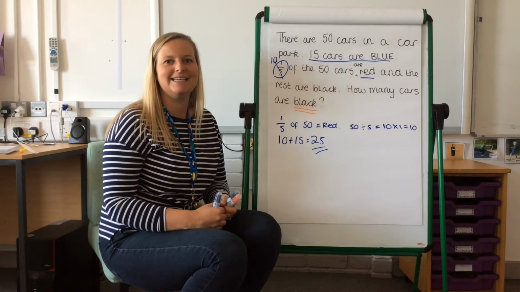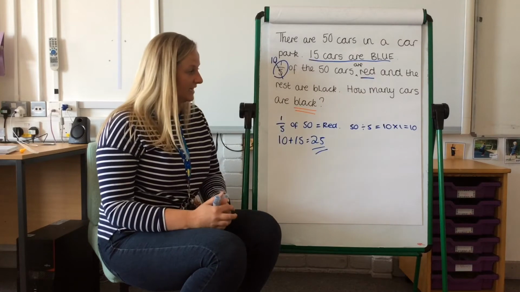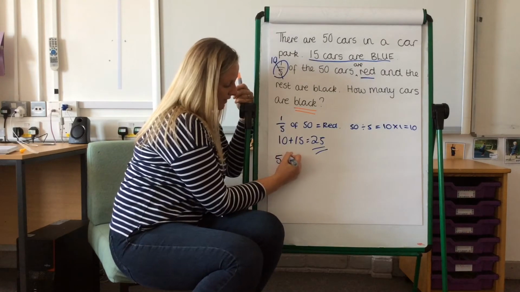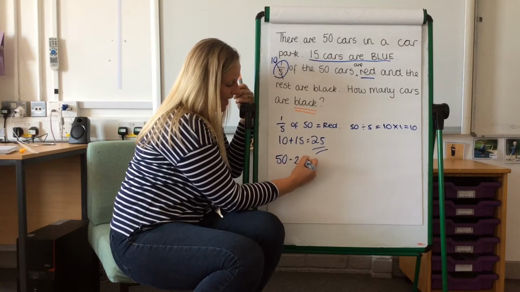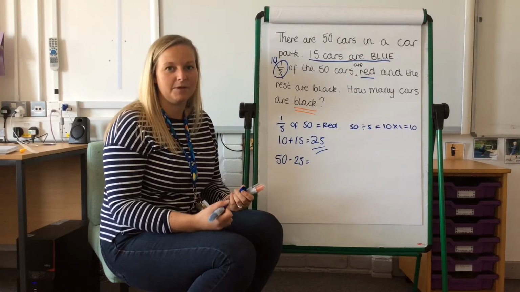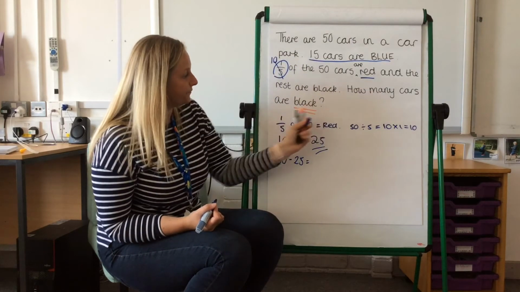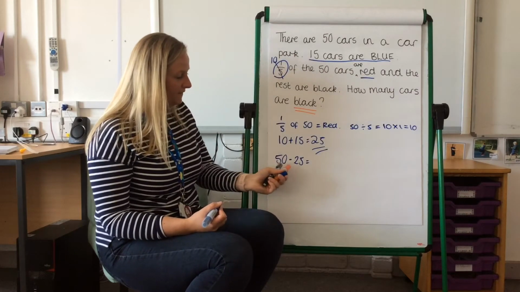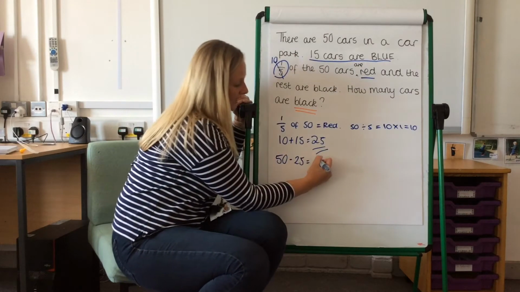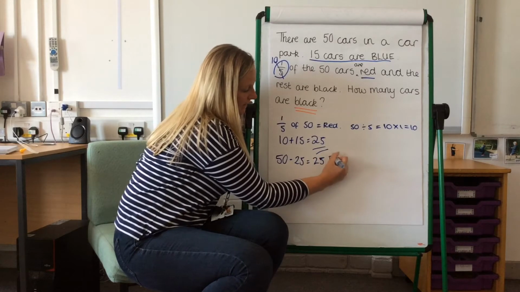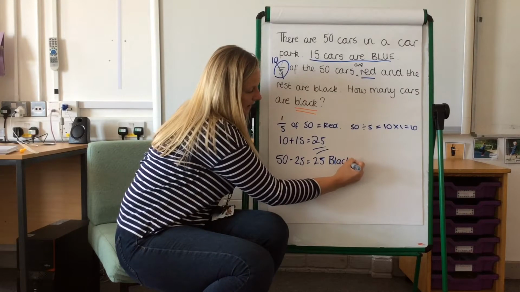So we need to find the difference. When we're finding the difference, we can take the larger number, or the total amount of cars, and take away how many we know so far to find out what's left, because that is the rest are black, and that's what we're trying to find out. So 50 take away 25 is 25. So there are 25 black cars.